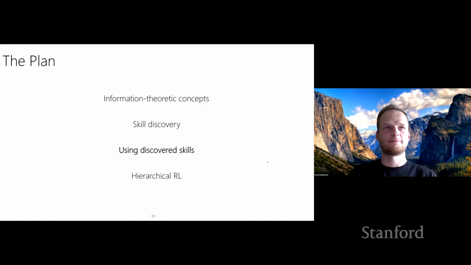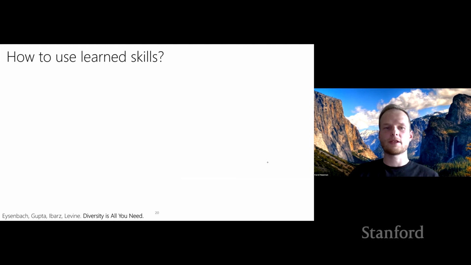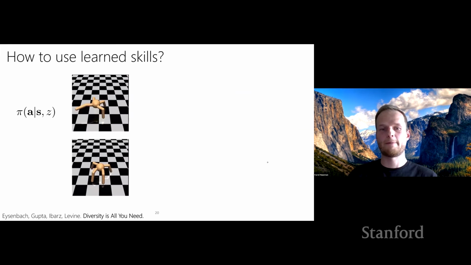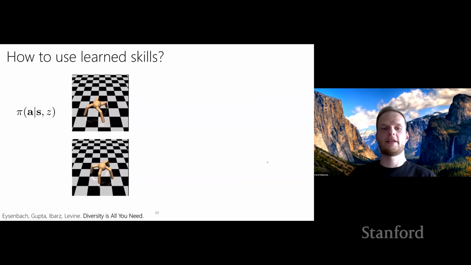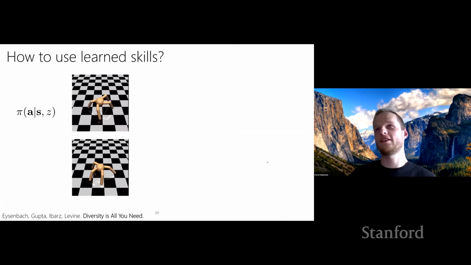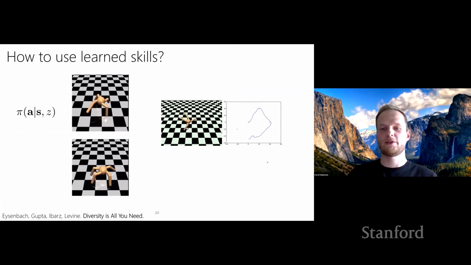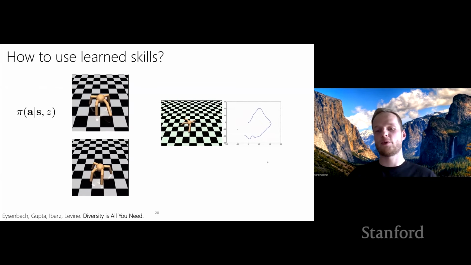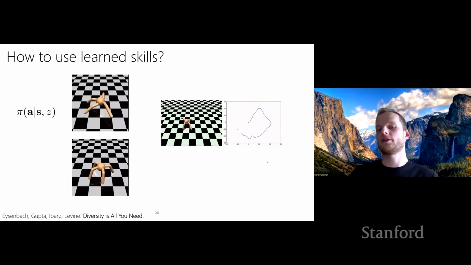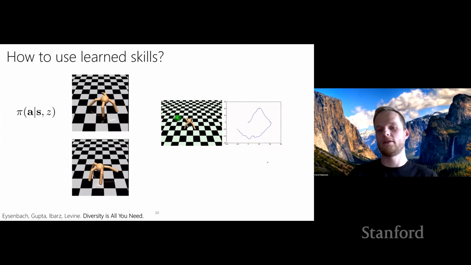All right, so now let's talk a little bit about how we can use these discovered skills. So far we discussed how we can learn a policy that, given different Z values, that could be just integers, will produce different behaviors. But we don't want to just learn a diverse set of skills. We want to learn them such that we can later use them to do some kind of task. For example, we might want to perform a navigation task where we have that ant that has to navigate to different points.